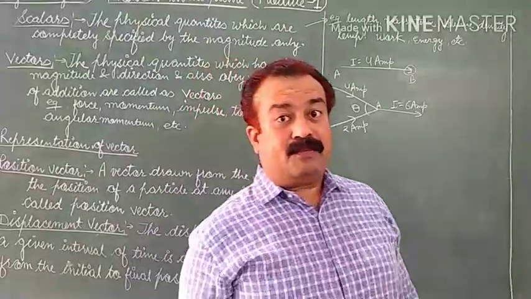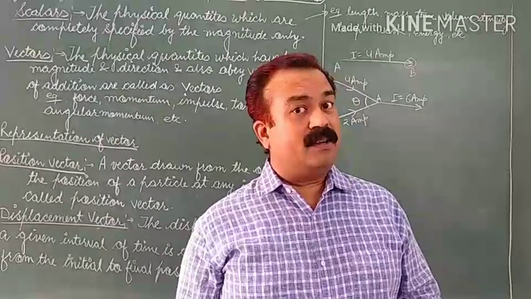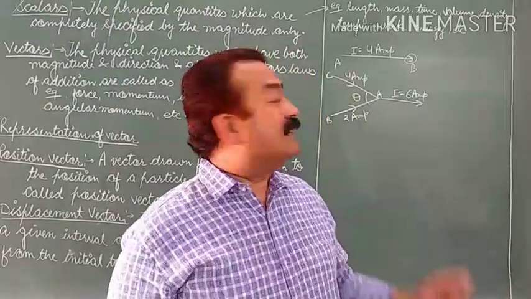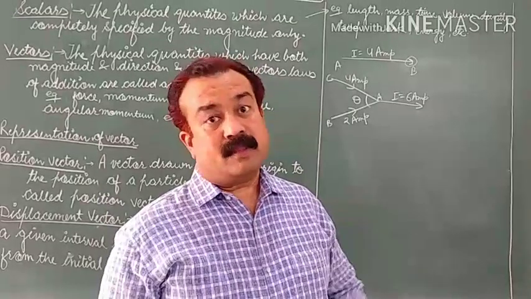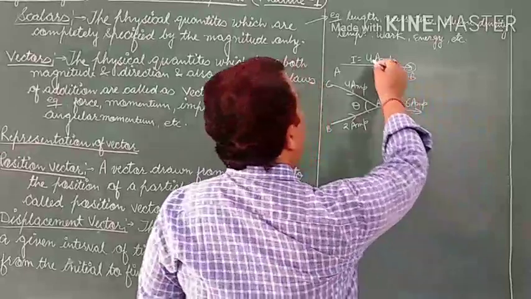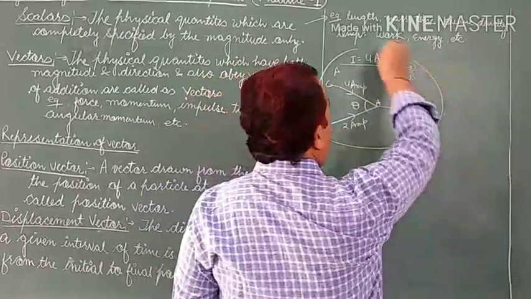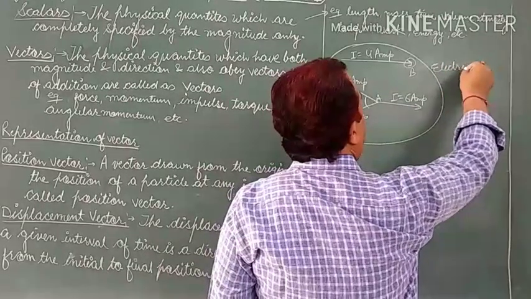But if this was a vector quantity, then the angle plays a very important role. I am giving you one more example at the same time. This was the example of electric current.